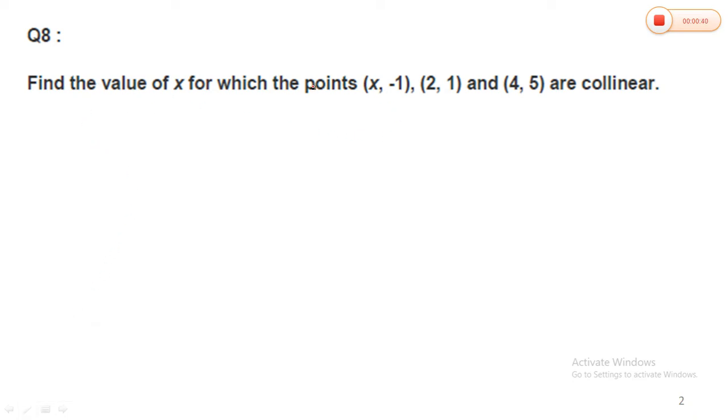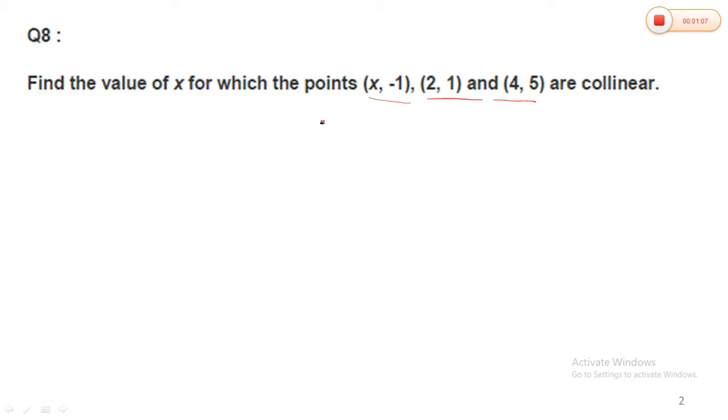So to find the value of x, first read the question here. What is given here? The 3 points are collinear. In fact, this problem can be solved in two ways, using slope and using the area of triangle. So first I will solve using the slopes.